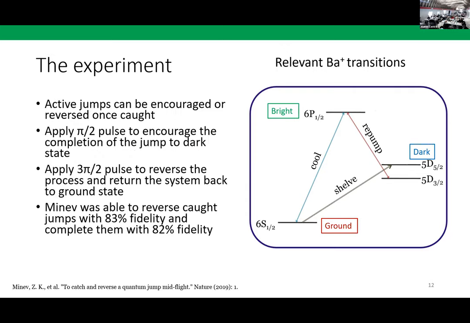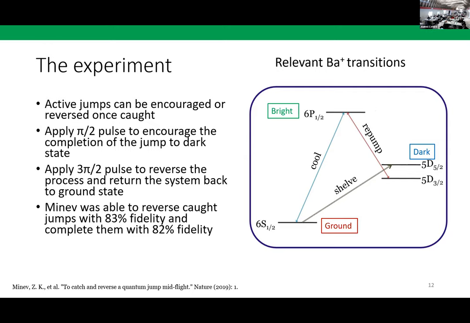We'll do that by turning off our lasers and then applying a pi over two or three pi over two pulse. So that pi over two pulse would encourage completion to the dark state, and that three pi over two would return it back to ground. So if this jump occurs instantaneously, our ion should either be in the ground or excited state. These pi over two pulses would then put it in a 50-50 superposition, and our measurement statistics of the final state should be evenly split between the ground and dark state.